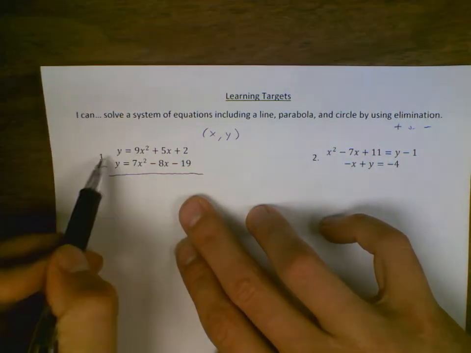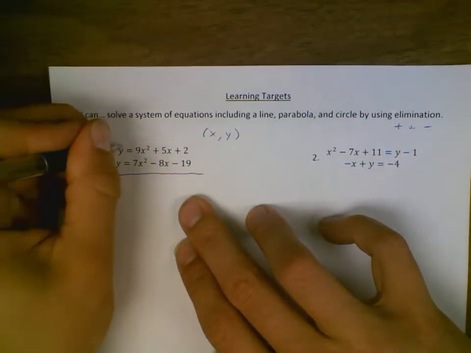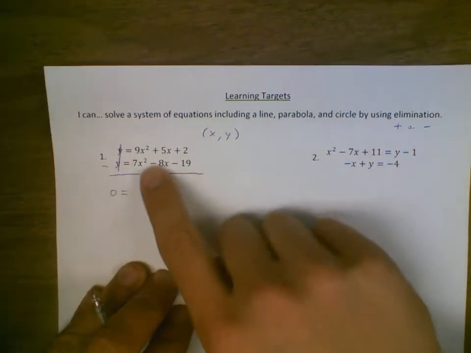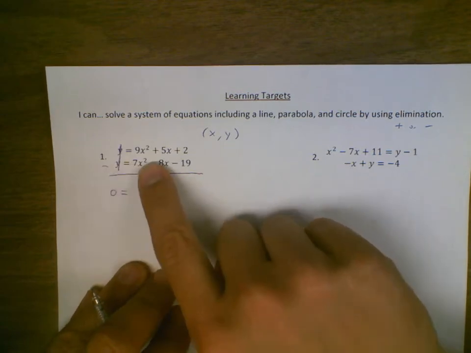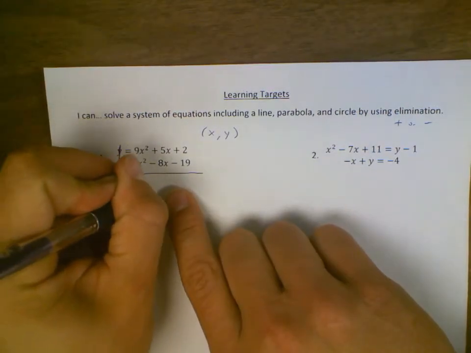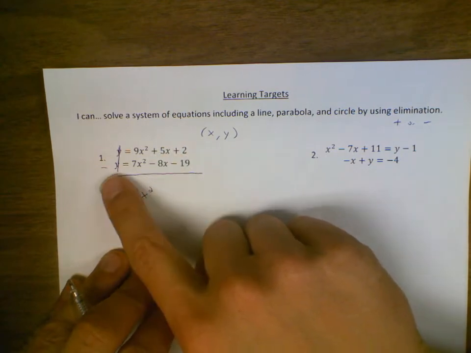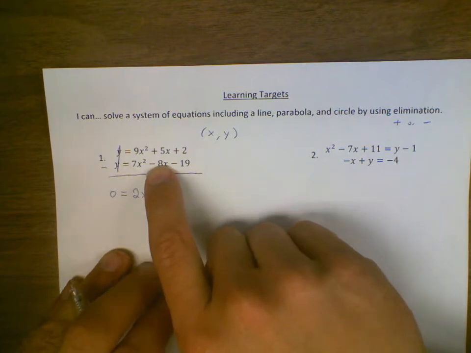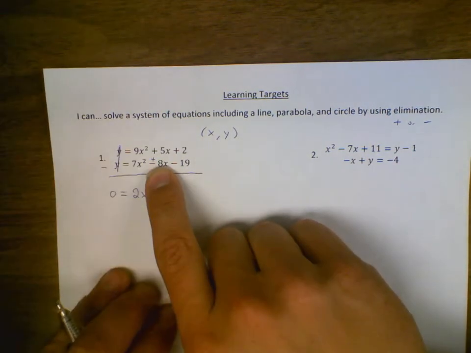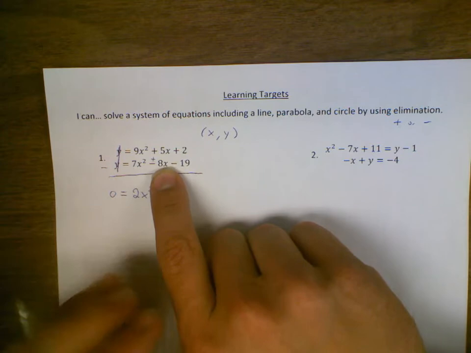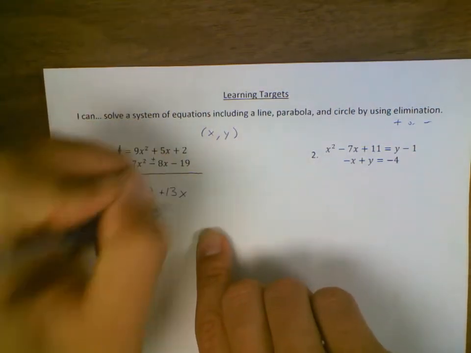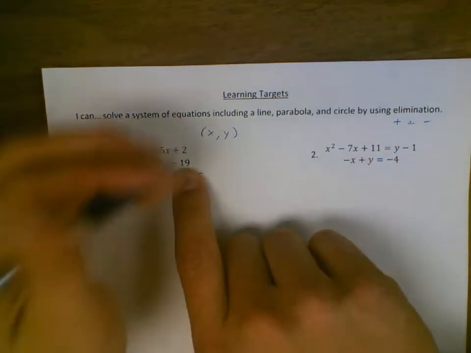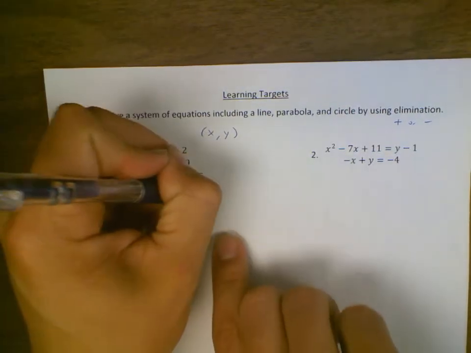If I take y minus y, well, y minus y cancels and I'm left with 0 equals 9x squared minus 7x squared. Well, that gives me 2x squared. If I take 5x minus a negative 8x, well, this is where you've got to be a little careful. If you subtract the negative, that's really like adding, right? So 5x plus 8x is really 13x. And then 2 minus a negative 19, once again, if we subtract a negative, that's really adding. So 2 plus 19 is 21.